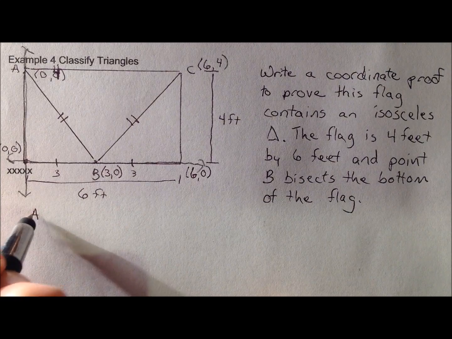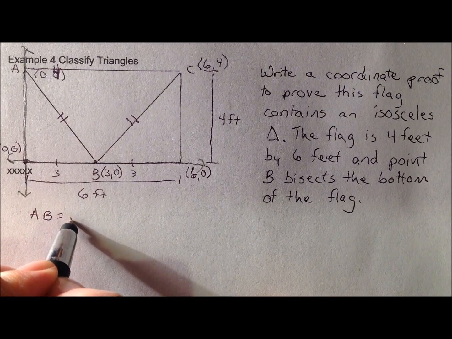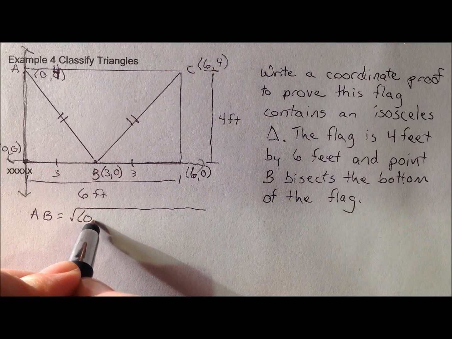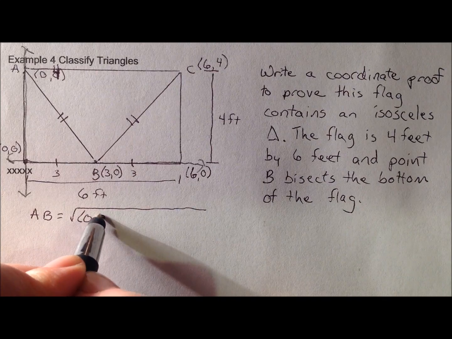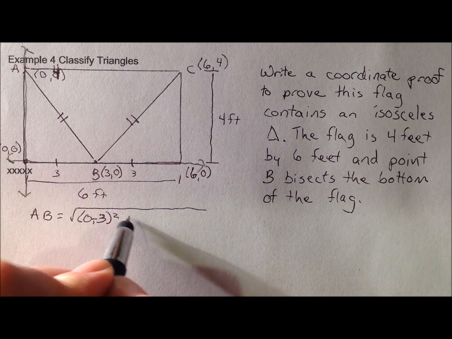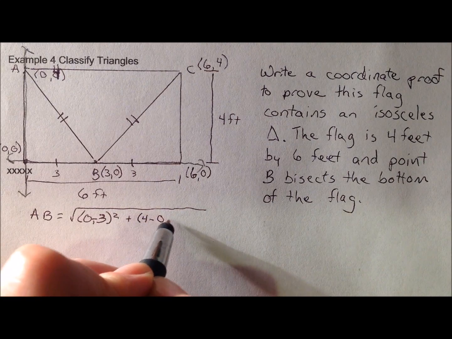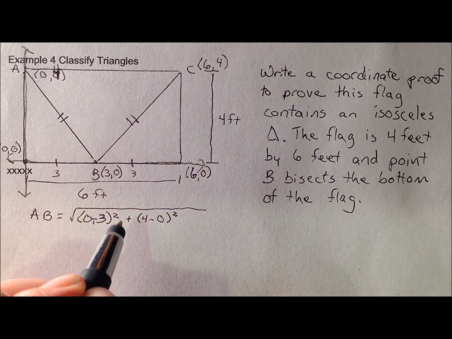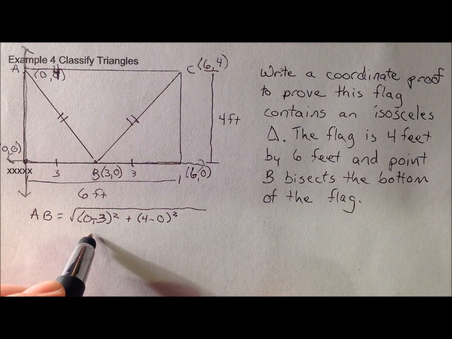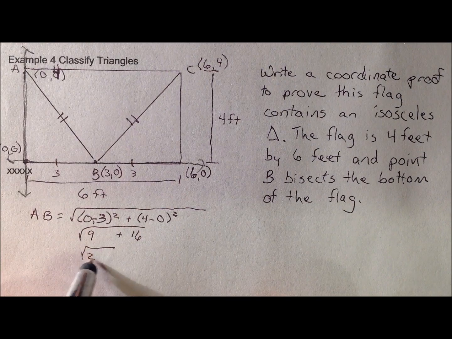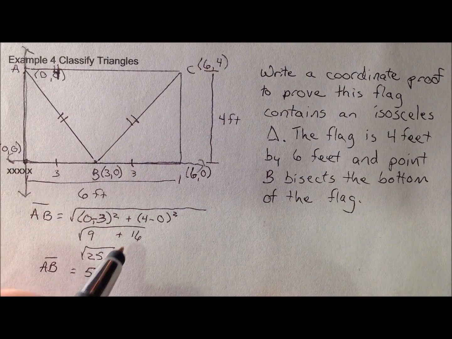So for AB, we would have 0 minus 3, that's squared, plus our y coordinates of 4 minus 0 squared. And that would be 9 plus 16, which would be 25. And then finding the square root of 25, we find that AB has a measure of 5.